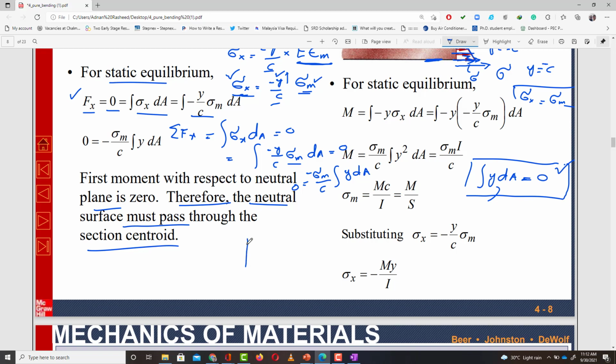For example, if this is the beam and this is the center of the cross section, and this neutral axis is passing through the centroid, then in this scenario the first moment of inertia about this neutral axis will be equal to 0. But if this is the center, for example, and this is your neutral axis, then in this case the first moment of inertia about this neutral axis will not be equal to 0. Clear?